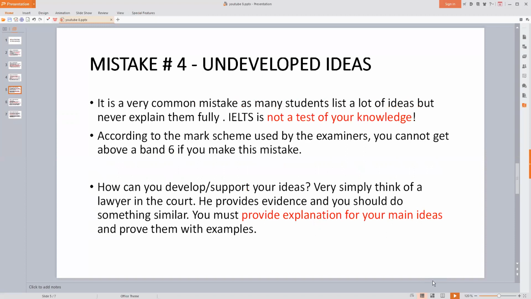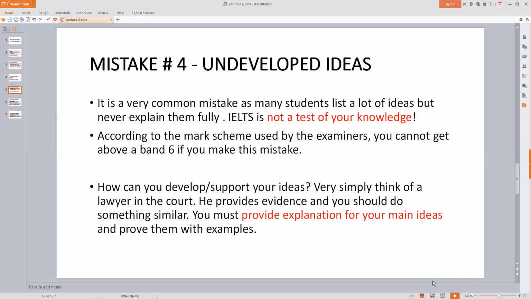Undeveloped ideas. And guys, this is a very important one, okay? This mistake is very crucial. You know what mistake most students make? Because what they do is that they list a lot of ideas, okay? And they don't develop the ideas. Develop the ideas means that they don't explain them fully, okay?